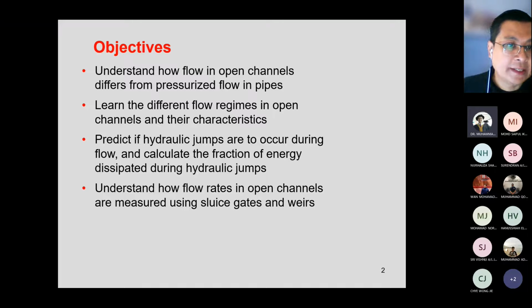Today we will learn about some objectives as mentioned in the slide. The first one: understand how flow in open channel differs from pressurized flow in pipes. The second: learn the different flow regimes in open channel and their characteristics. Next, predict if hydraulic jumps are to occur during flow and calculate the fraction of energy dissipated during hydraulic jumps. Understand how flow rate in open channel is measured using sluice gates and weirs.